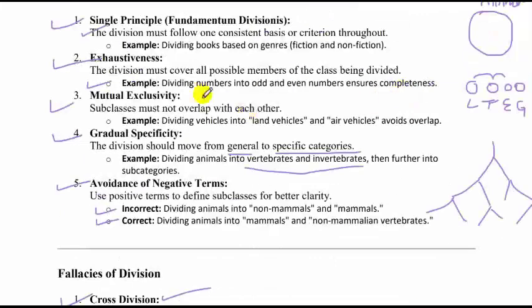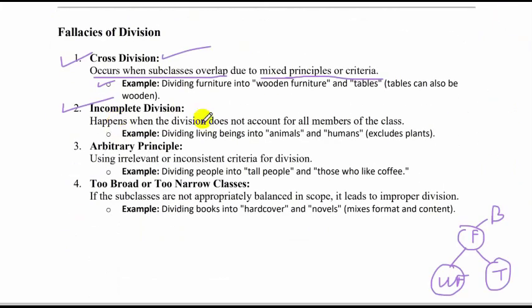Now, what happens when the division does not account for all members of the class? It violates the rule of exhaustiveness, because the division must cover all possible members of the class being divided. Incomplete division leads to fallacy of or breaking of the rule of exhaustiveness.